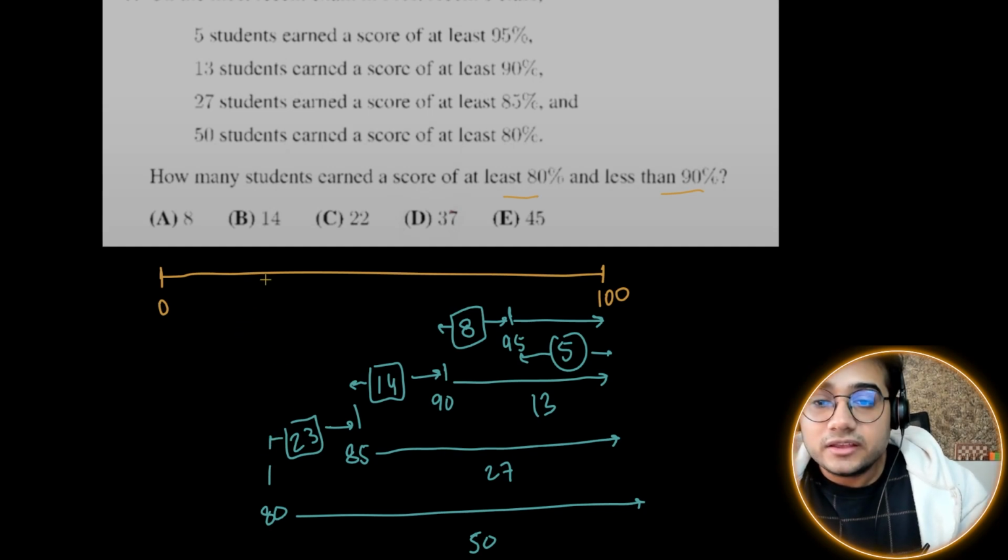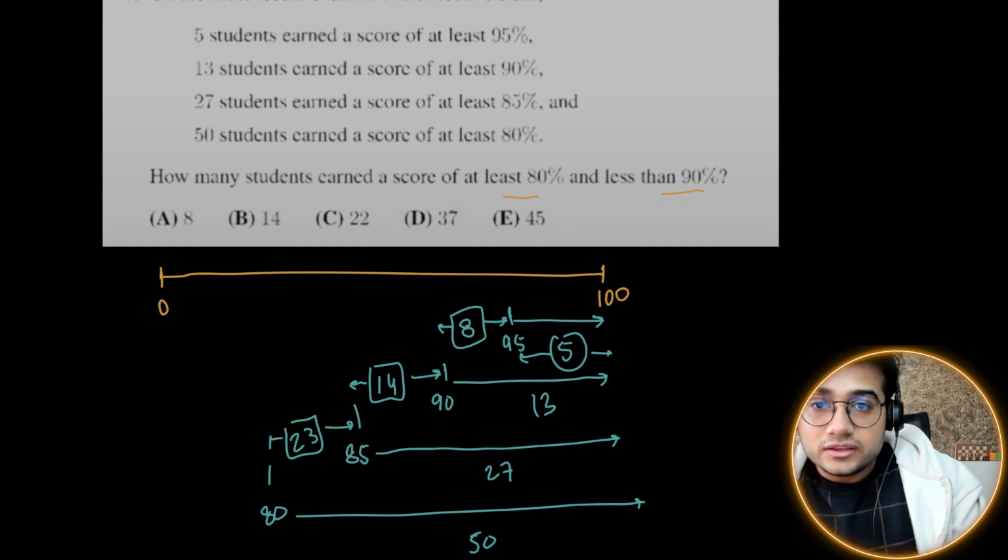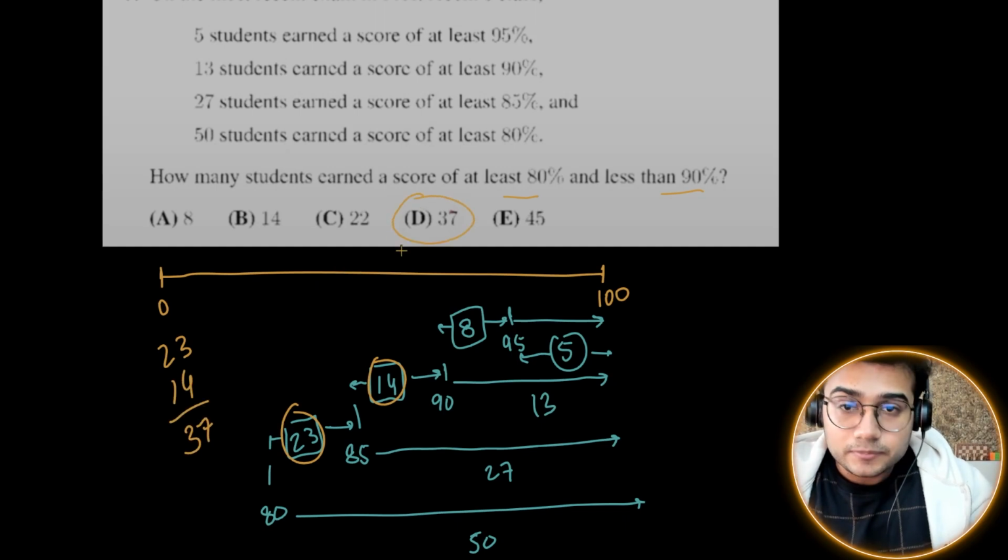So if they ask us how many students scored at least 80 and less than 90, so they're asking how many students are there between 80 and 90, we can see that it's these 2 groups of students, so 23 and 14, that's 37. So the answer is D.